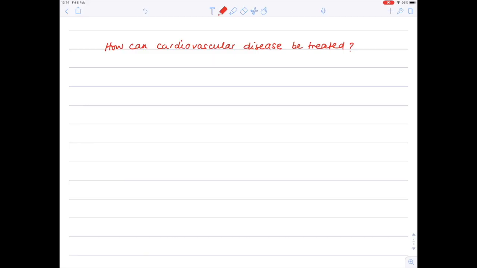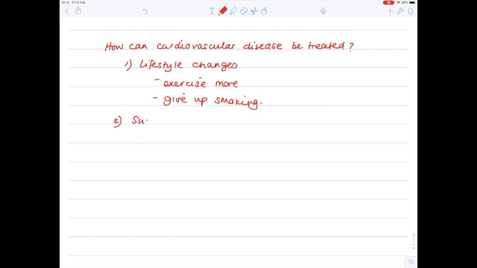So how can cardiovascular disease be treated? So fundamentally, if you change your lifestyle, so you make healthier choices, such as exercising more. If you have a smoking habit, give up smoking. If you've gone a bit too far down the line where lifestyle changes aren't effective enough, then you have to go for a surgical procedure.